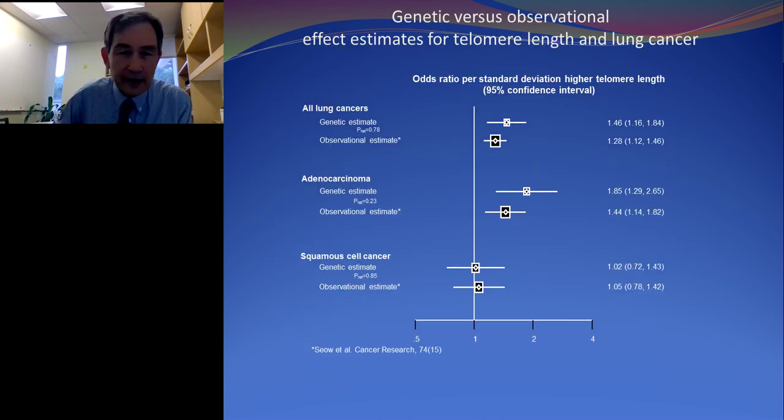And so let's look at the genetic versus observational study. By the way, those associations of telomere length with cancer risk were quite heterogeneous. While there were some that showed an association of short telomeres with increased risk, I think most of them were going the other way, with longer telomeres being bad.